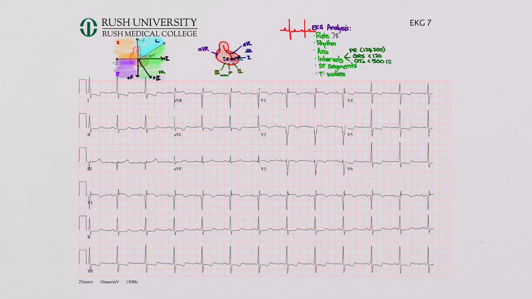And see, look, there are P waves here for every QRS, so we're going to say sinus rhythm. And now let's do the axis. F is up, 1 is up. We're in this quadrant here, so we have normal axis.